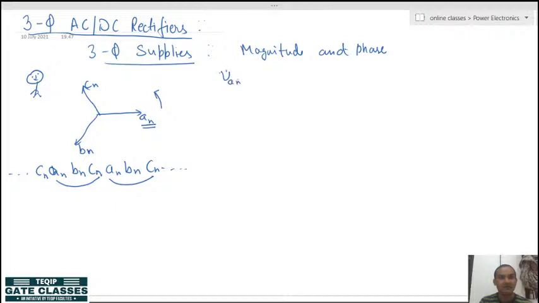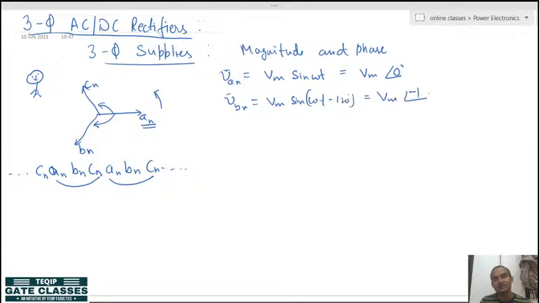Let's say that VAN is the reference phase voltage, and I am taking it as Vm sin omega t, or in phasor domain you can take it as Vm angle 0. Obviously VBN will be minus 120, and VCN will be plus 120. So VBN can be written as Vm sin(omega t minus 120), or in phasor domain Vm angle minus 120. And VCN is Vm sin(omega t plus 120), or in phasor domain Vm angle plus 120.